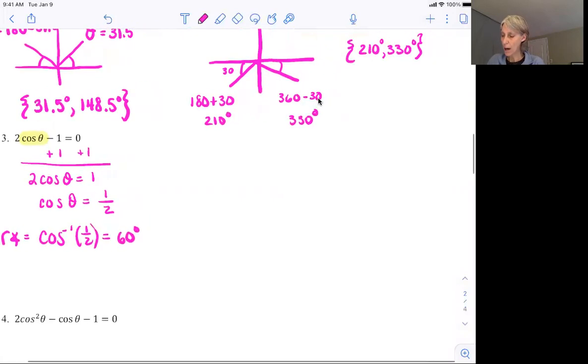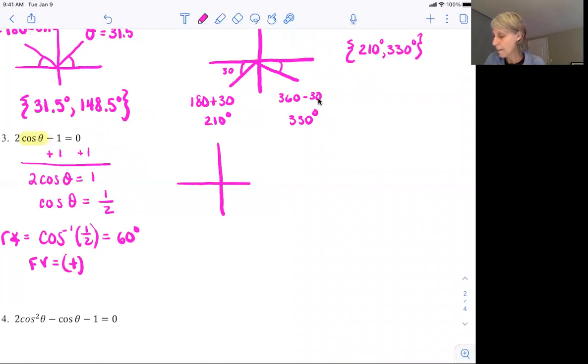Now I need to think about what is the function value? We're solving for a positive function value because there's no sign in front of my 1/2. Where is the cosine positive? In quadrant 1. So that's one solution. And in quadrant 4. So my other solution is 300 degrees.